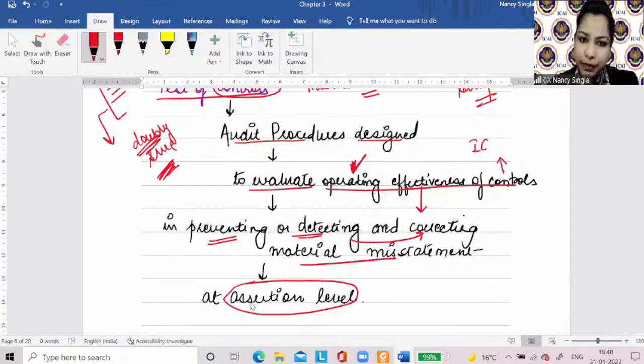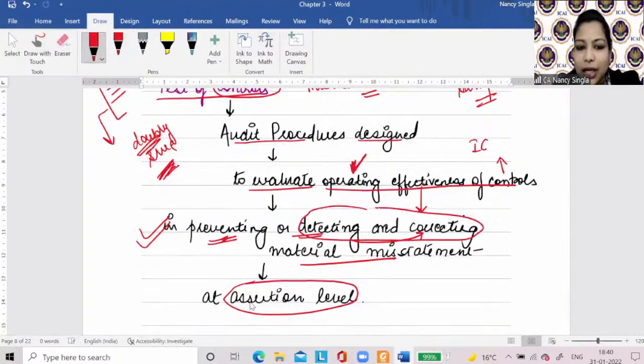Audit procedures designed, क्यों? To evaluate the operating effectiveness of control. ये भी समझ आता है कहाँ पे? At assertion level. अब assertion level पे internal control को क्या करना है? It should be able to either prevent that material misstatement. CCTVs हैं ना, कोई चोरी नहीं करेगा, तो prevent करना है. और detect and correct, किसी ने चोरी कर ली तो उसके against action आएगा, है ना?